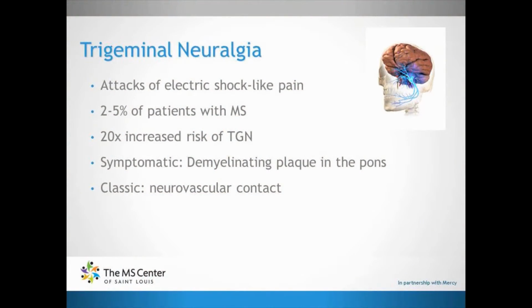So now we'll move on to trigeminal neuralgia. And I saw some people in the audience have this kind of pain. It's attacks of electric shock-like pain. It occurs in the face in a distribution of that cranial nerve 5, so either at the forehead or the cheek or the chin. And this occurs, according to the data, in 2 to 5% of people with MS. Personally, I've seen it more frequently than that.